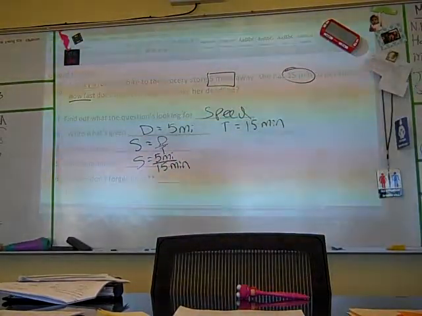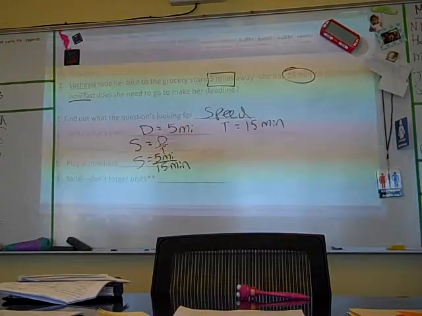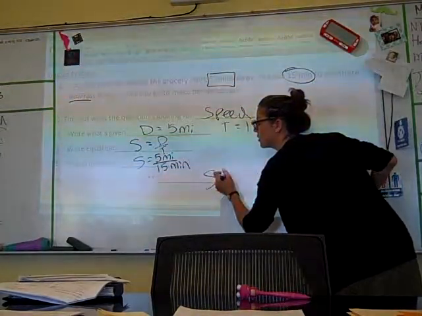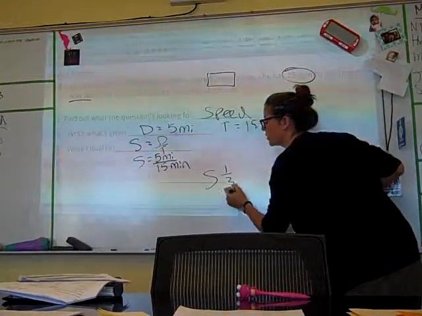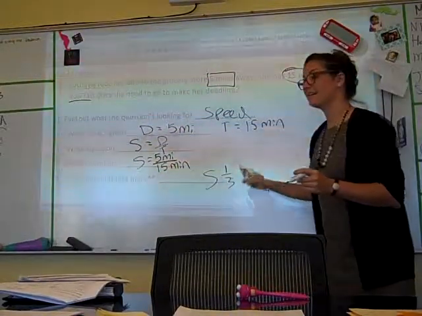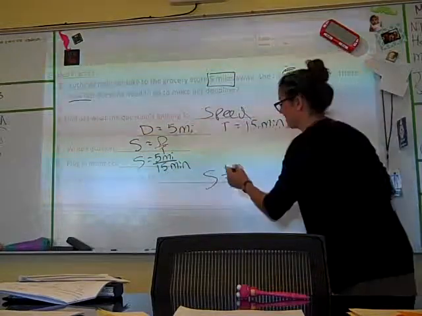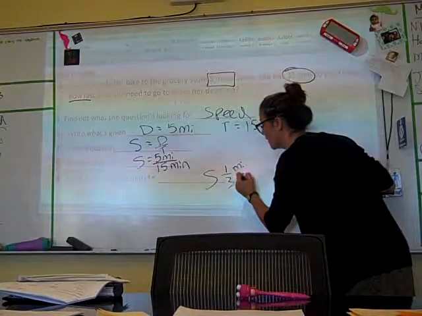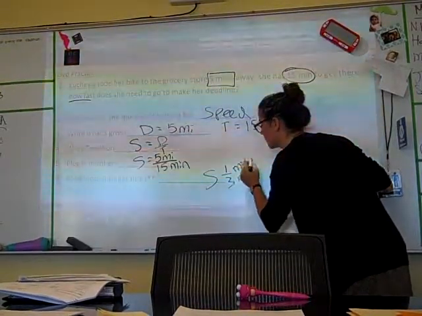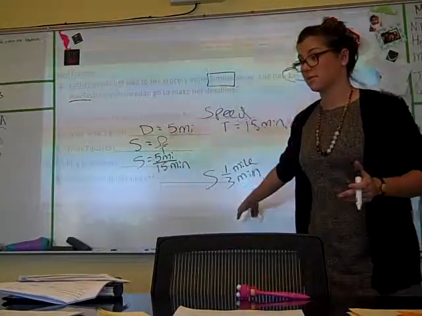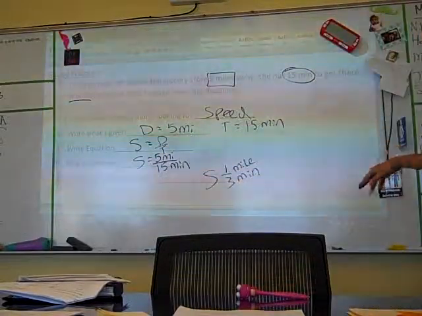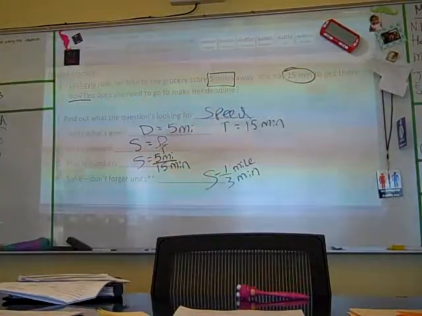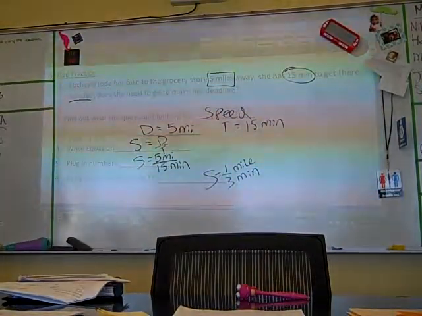What's the answer? How fast does she need to go? Go. 1/3 miles per minute. Okay, 1 mile every... Miles per minute. Yep. So you can say right here, you can say 1 mile every 3 minutes. Okay, so she needs to go 1 mile every 3 minutes. Do you think someone can bike 1 mile every 3 minutes? Maybe some really, really fast people. I'm not sure.